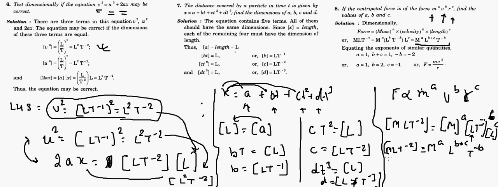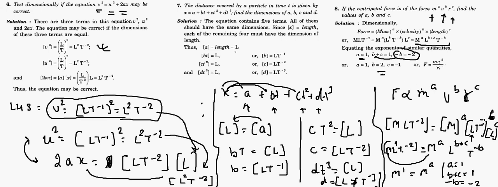Now the equating part. Equating m with m: m raised to power 1 is on the left hand side, and on the right hand side m raised to power a. So a is 1. Equating with L, we get b plus c is equal to 1, and for t we get minus b is equal to minus 2. So b is 2. We have already got a. Once we put the value of b here, we'll get the value of c as well.